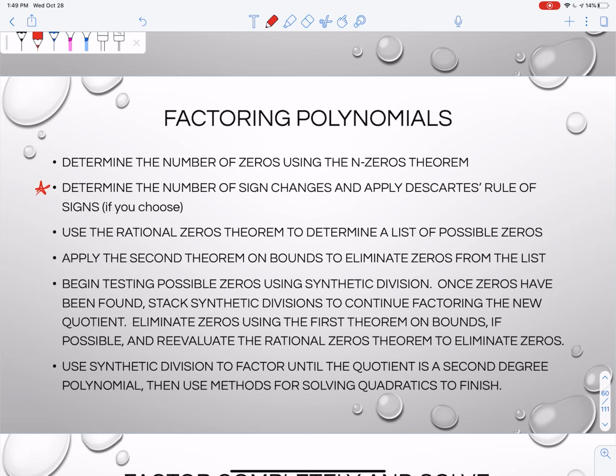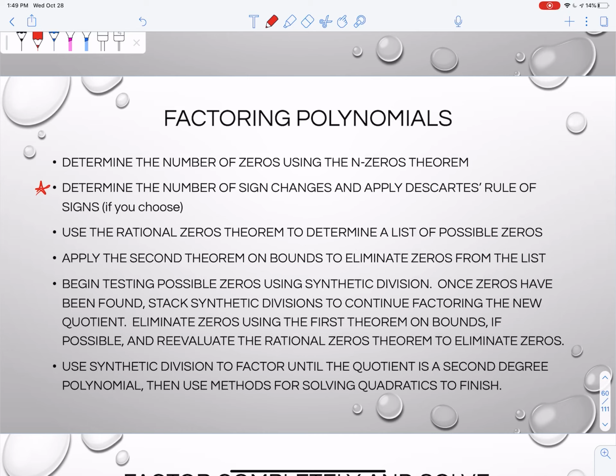So let's come down here to f of x equals x to the fourth plus 3x cubed minus 30x squared minus 6x plus 56. So n zeros, this is going to tell me I have a fourth degree polynomial, so I'm looking for 4 zeros. Okay, rational zeros theorem.